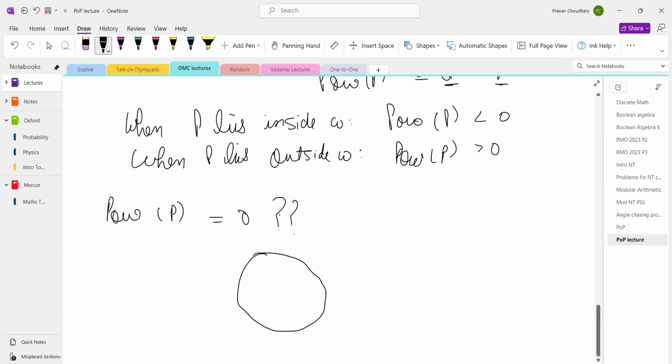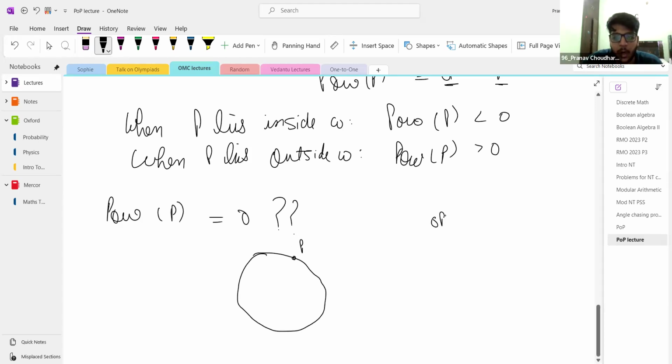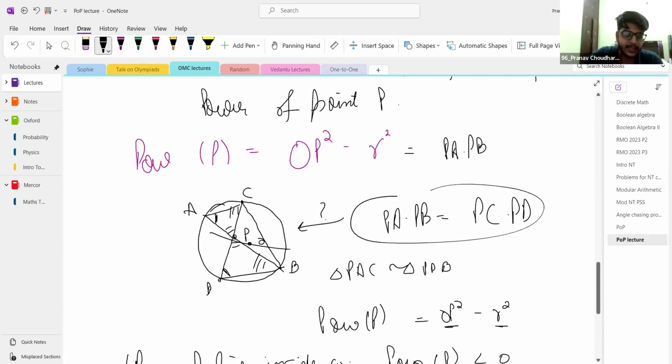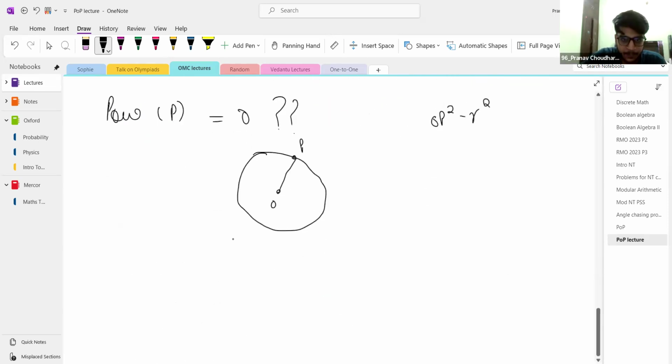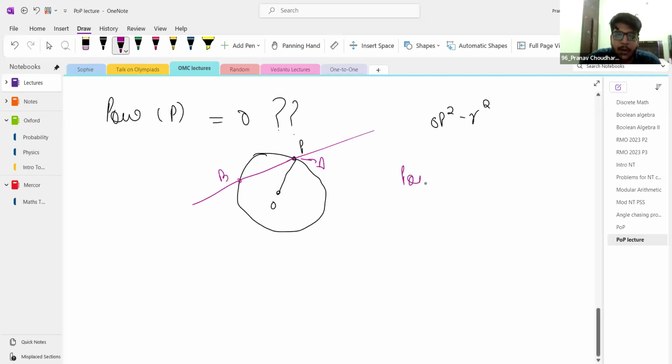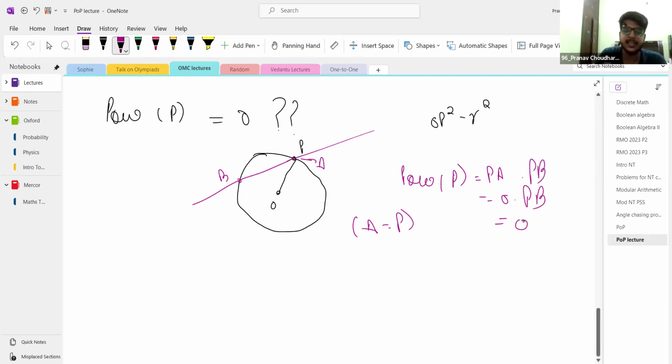Let's take point P lying on the circle. So we know power is 0 by this formula OP square minus r square, right? Because now OP is just equal to the radius. But how do we relate this to our visualization of power? This is the strong visualization which led us to everything, right? So what we do is we consider some line passing through P and intersect it at the circle. Let's call this point, which is equal to P only, A, and let's call this B. So now power of P equals PA times PB, but A is equal to P, right? So what is PA? PA is just 0. So power is 0.